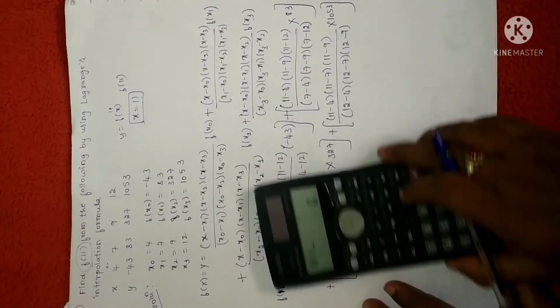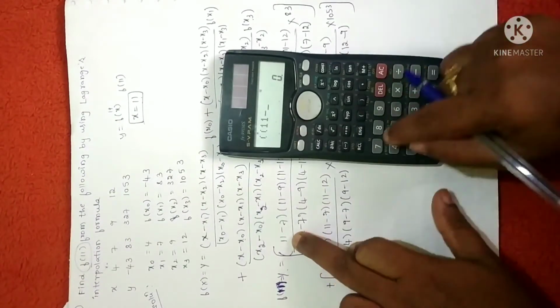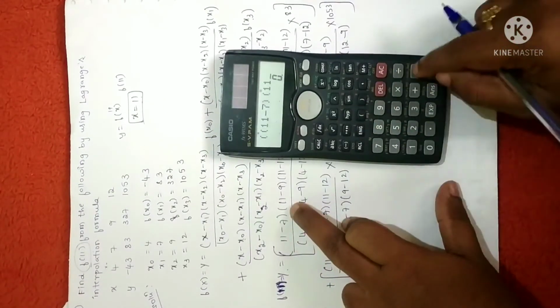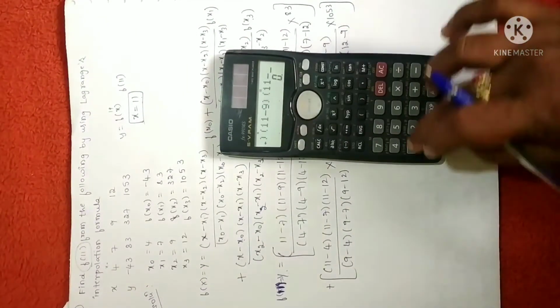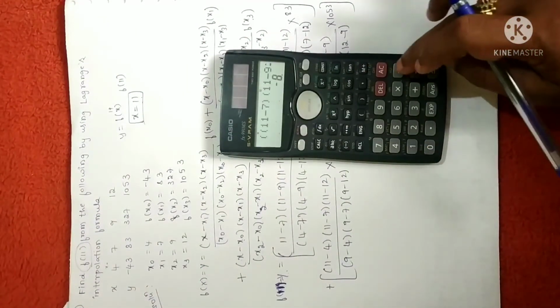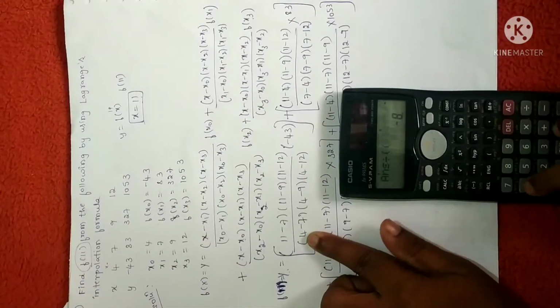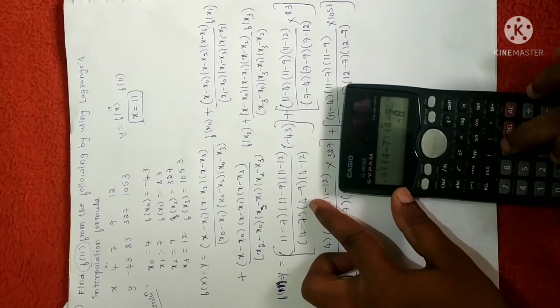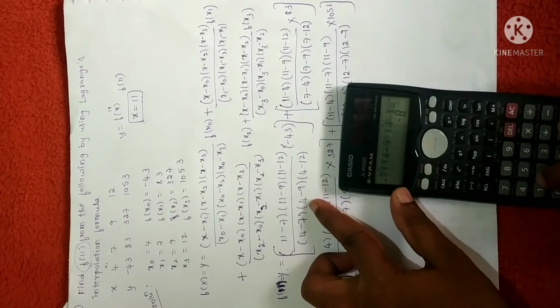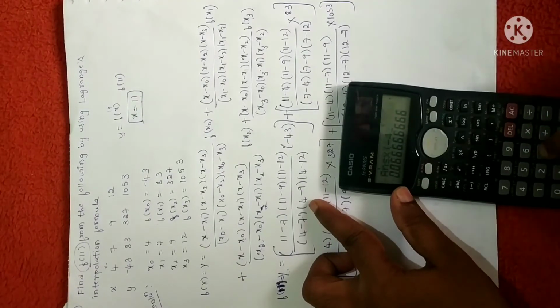See the calculator. I will show you the last problem in the calculator. See here, 11 minus 7 into 11 minus 9 into 11 minus 12. Close the bracket 2 times, plus equal sign, divided by, again open 2 brackets. Next 4 minus 7, close bracket, 4 minus 9, close bracket, 4 minus 12, again close bracket 2 times. Next multiply it with minus 43.